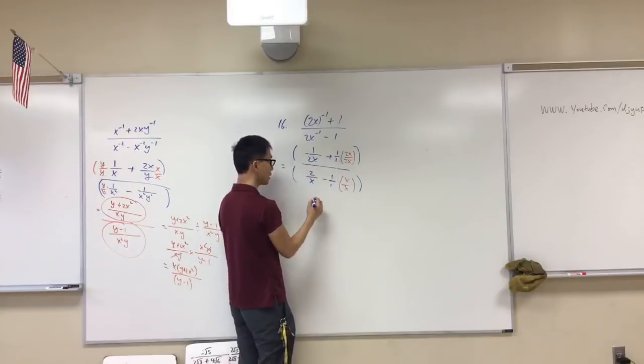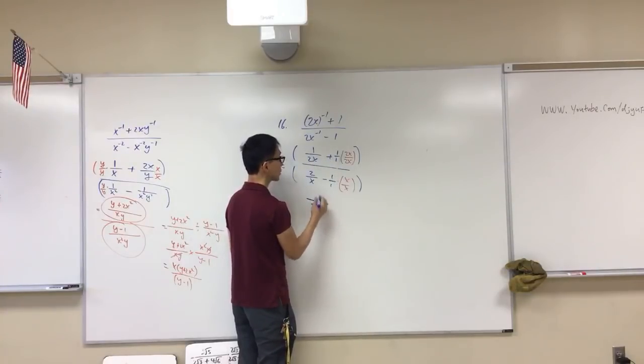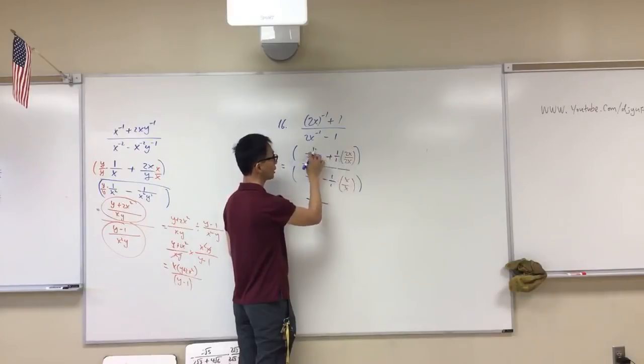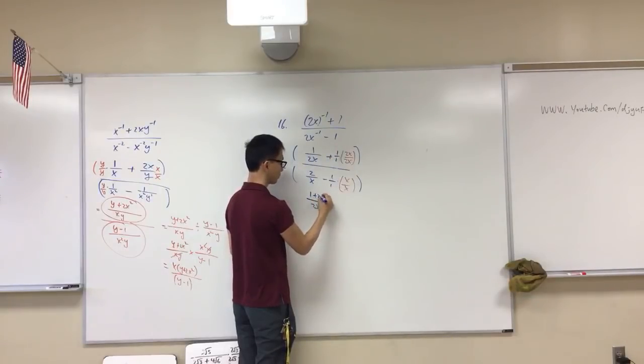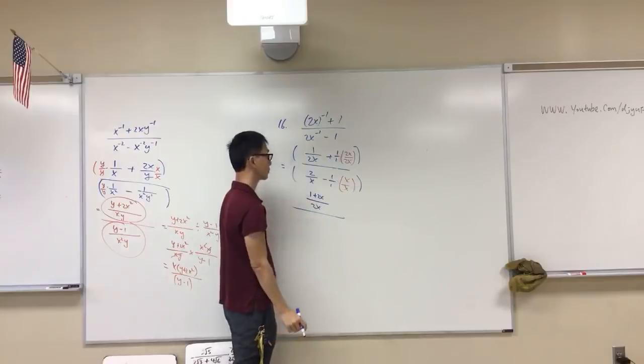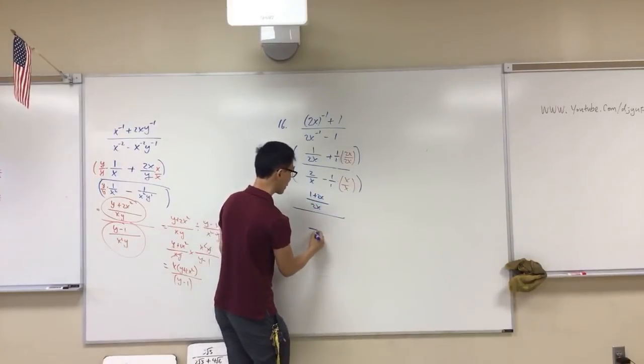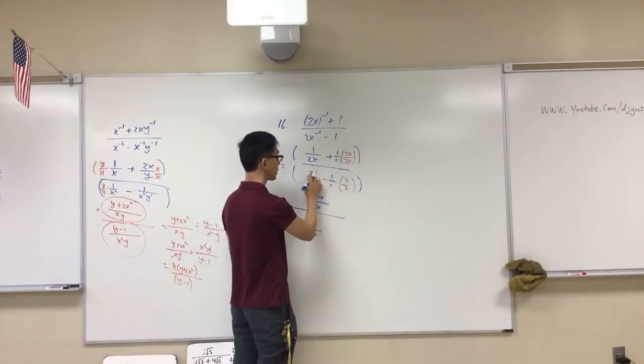So right here on the top it's going to be 2x. This is the same denominator now. Now it's going to be 1 plus 2x. On the bottom it's going to be x, and it's going to be 2 minus x.